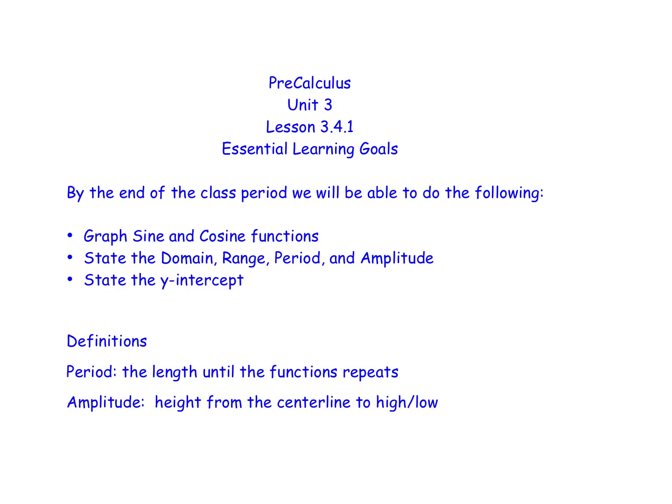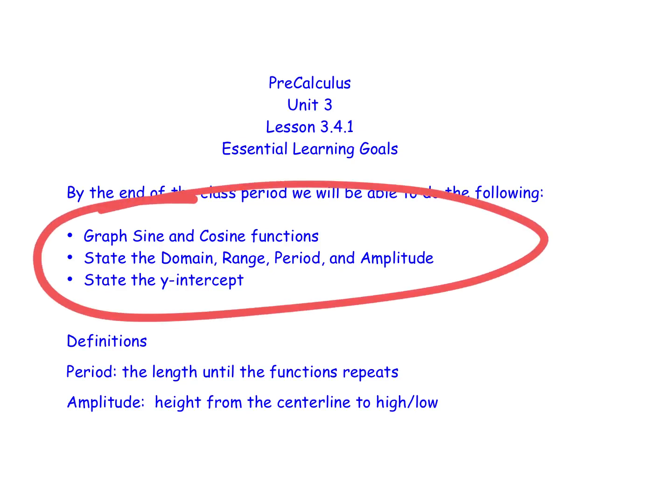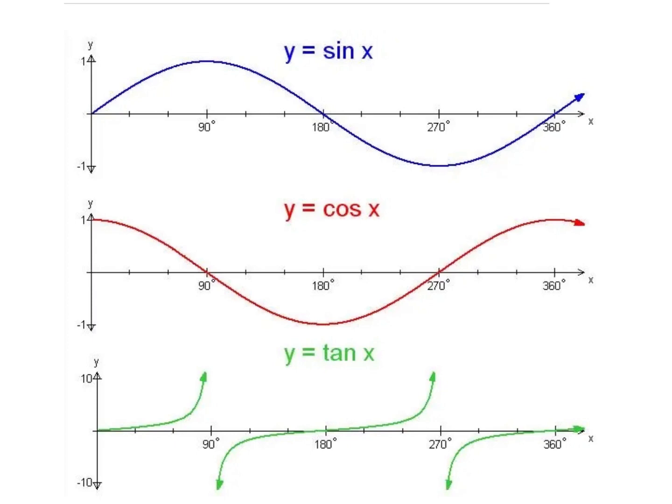So for today, it is about sine, cosine, tangent. Actually, not tangent today. It's too complicated. But we'll do sine and cosine. And we're going to be talking about all these things like domain, range, period, amplitude. And I am going to jump right into it.